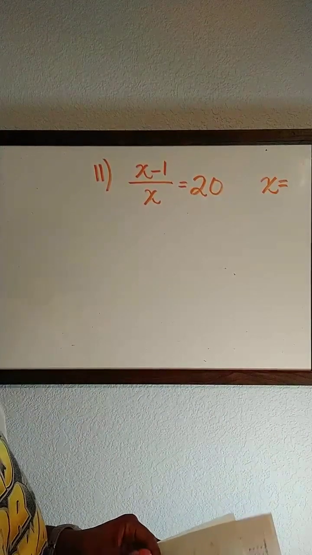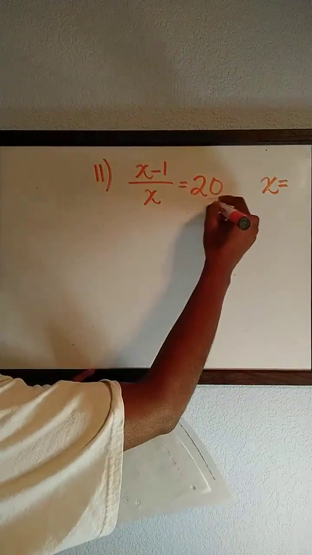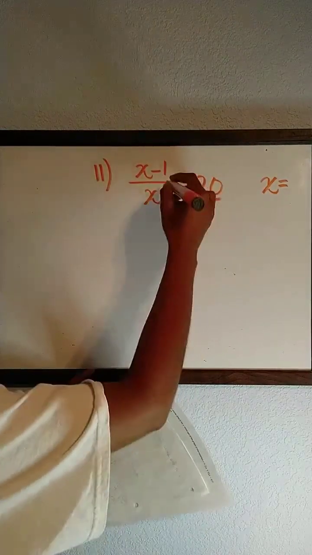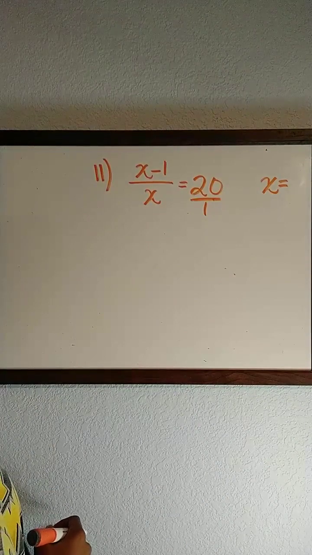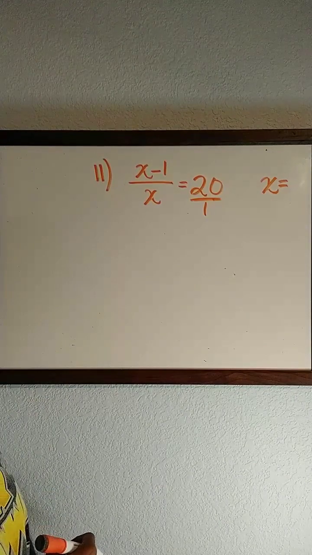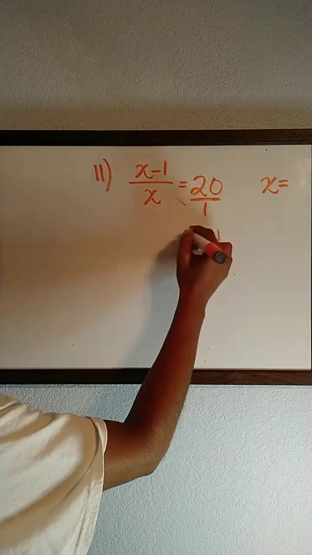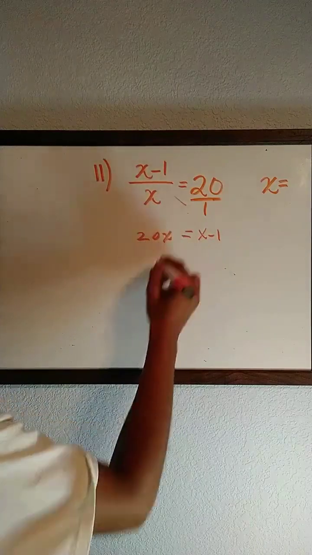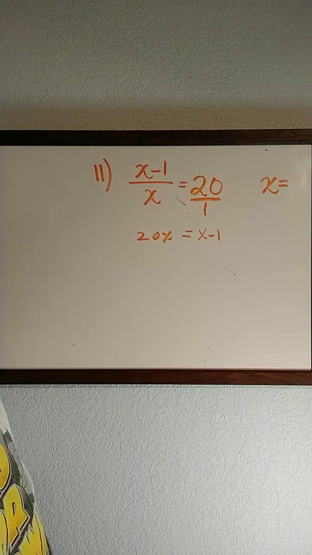Raven is doing -19, Lizette. We're going to see. I have somebody saying put it over 1 and then cross multiply. You can do that because you end up getting 20 times x is equal to x over... you'll get x minus 1 is equal to 20x. You can do that.